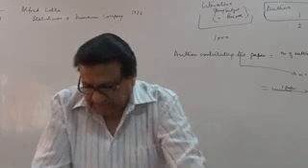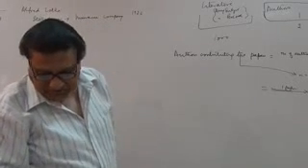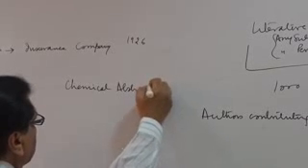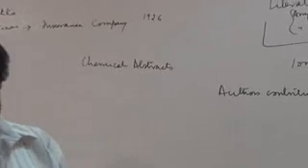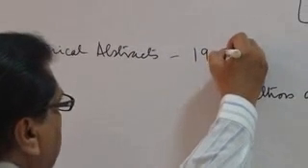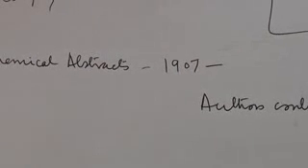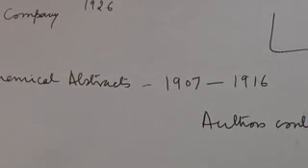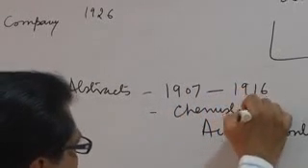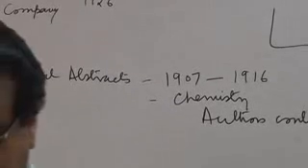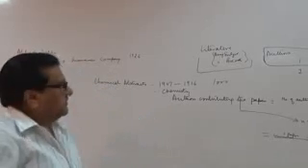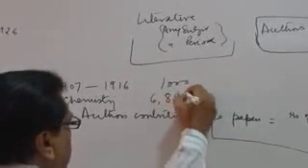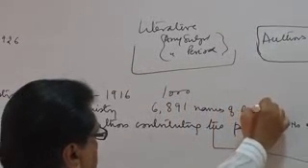Yeah. You see, in fact, what did he do? He took into consideration Chemical Abstracts. In Chemical Abstracts, he took into consideration the references that appeared between 1907 to 1916. And the field was chemistry. And from this he collected a total number of 6,891 names of authors or scientists.